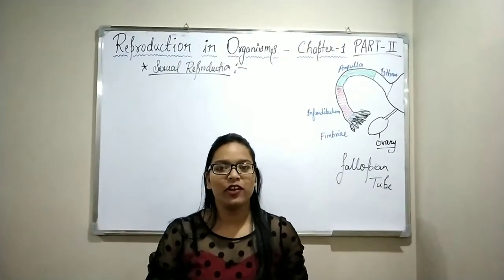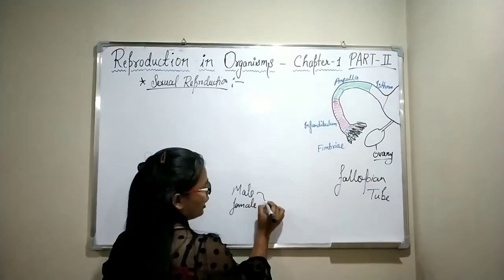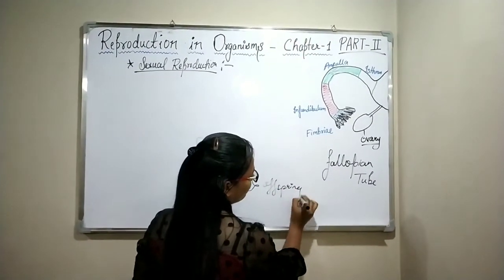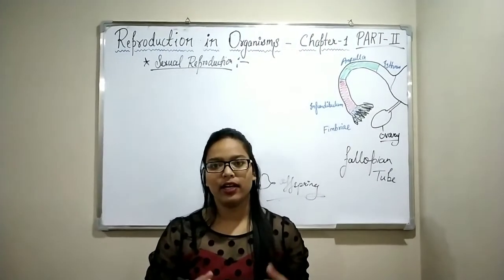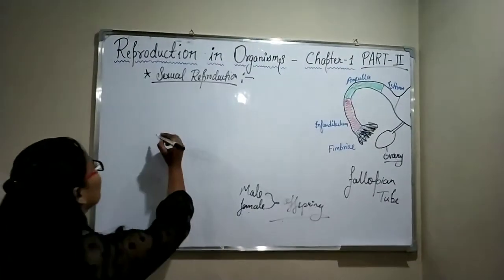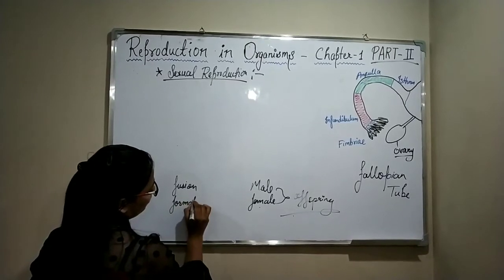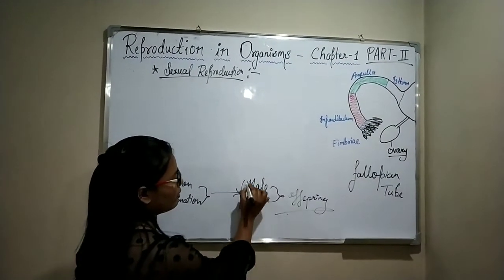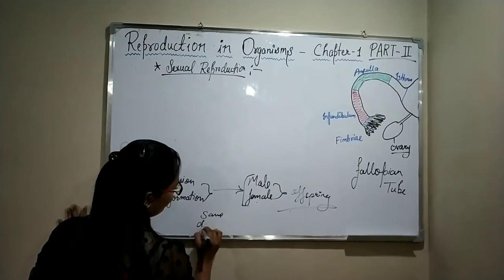Basically, sexual reproduction involves male and female gamete, and the male and female gamete fuse to form an offspring. Mainly, it is sexual reproduction. That was the simple definition by NCERT. We have one more definition: it is the development of an individual through the fusion and formation of male and female gamete, either by the same individual or by different individual.